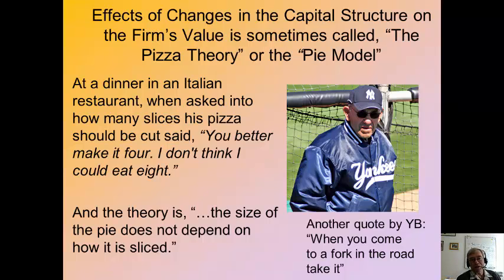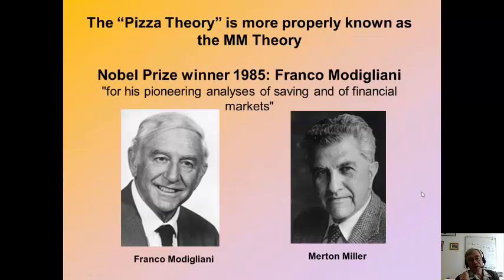Yogi Berra's quote is at the heart of the pizza theory, or the pie model, of the effect of changes on firm value caused by changes in capital structure. The theory is this: the size of the pie does not depend on how it's sliced. The pizza theory is more properly known as the Modigliani-Miller theory. The Modigliani-Miller theory was devised by Franco Modigliani and Merton Miller.